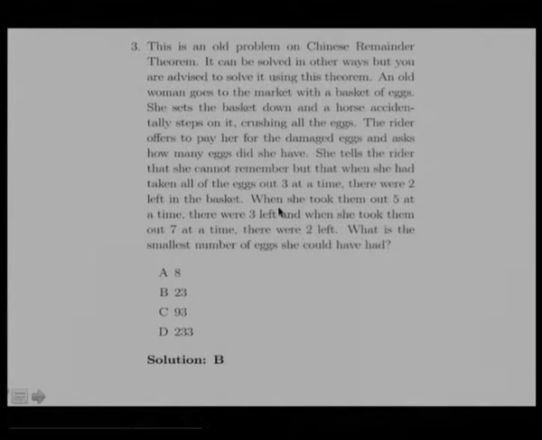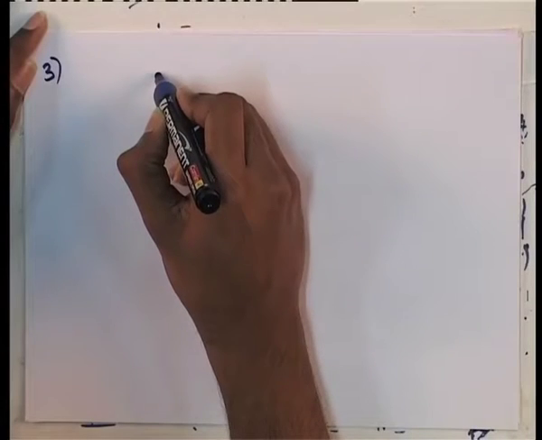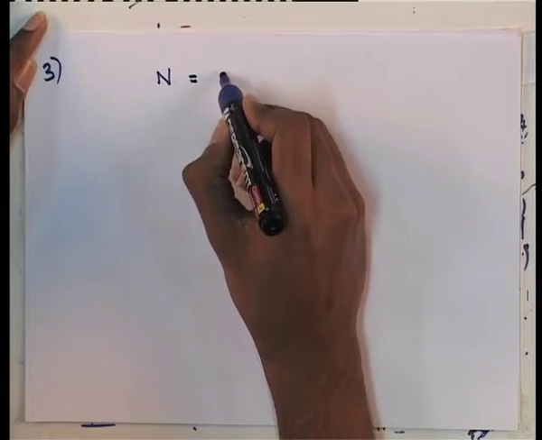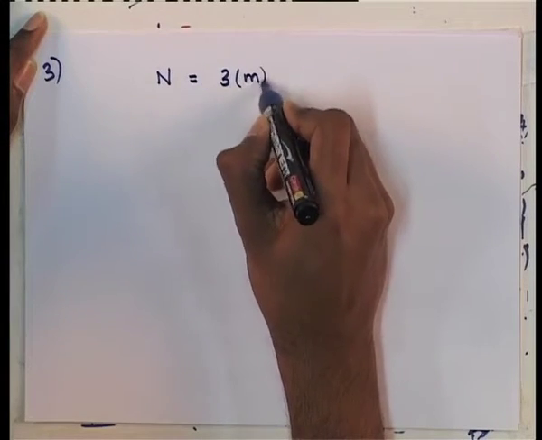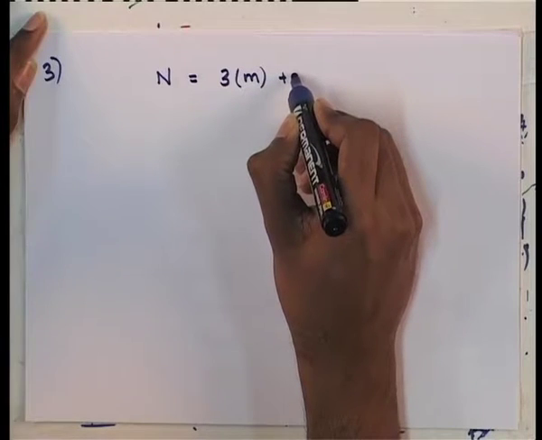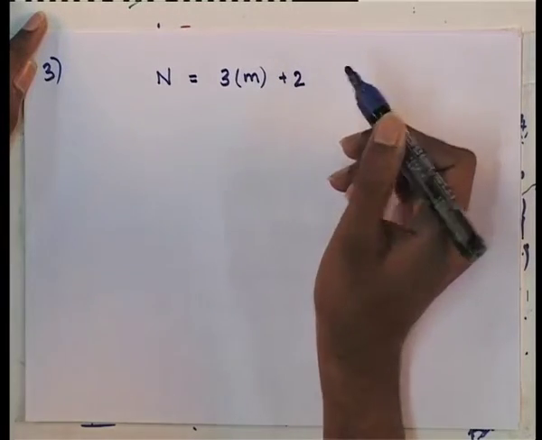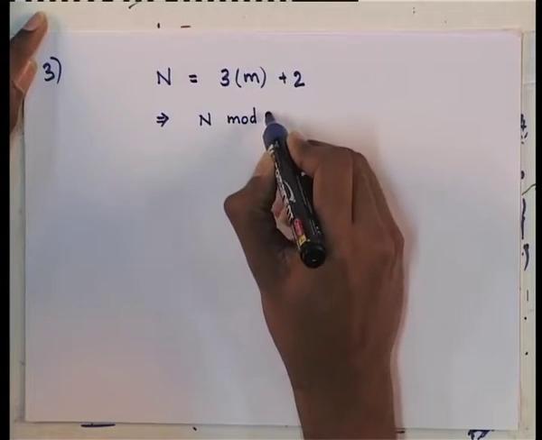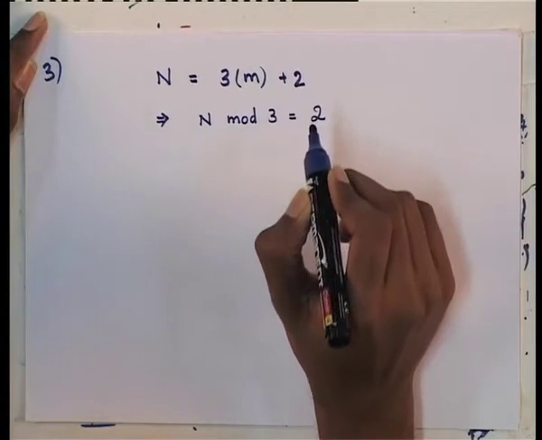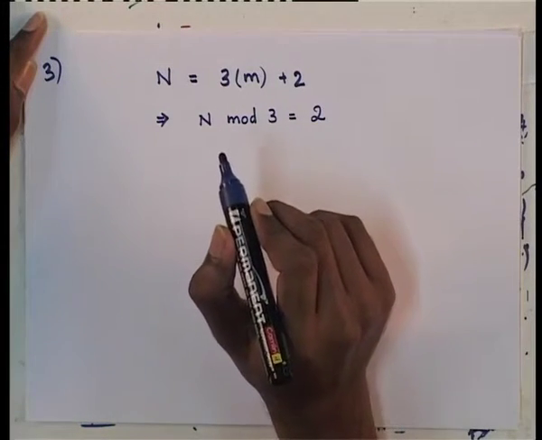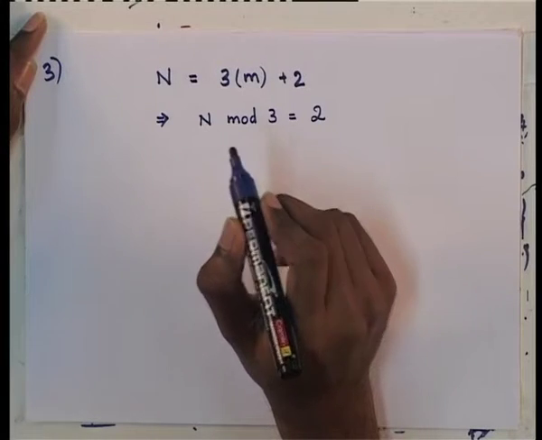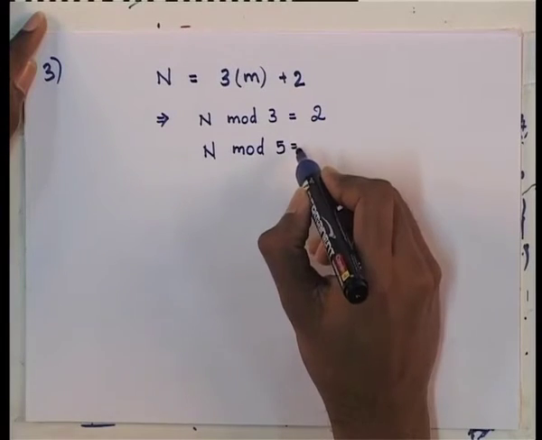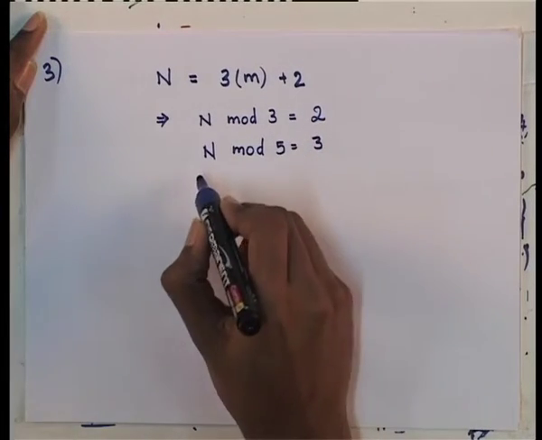So, say there are n eggs, then if they are taken 3 at a time, there are 2 left in the basket. That implies n mod 3 is 2. Similarly, it is given that if you took them out 5 at a time, 3 are left, and 7 at a time, then 2 are left.